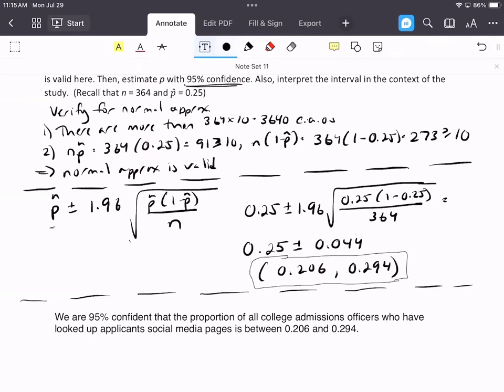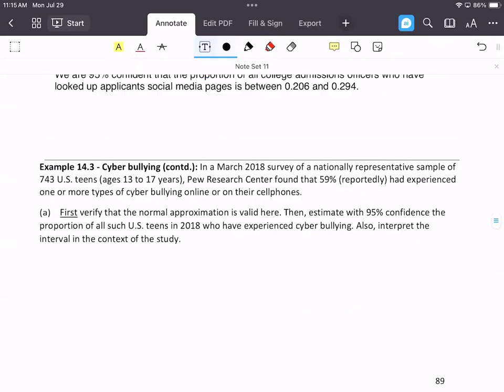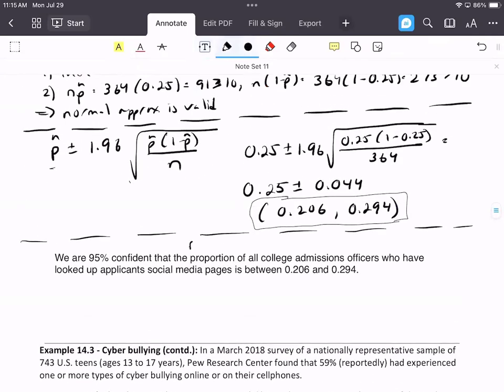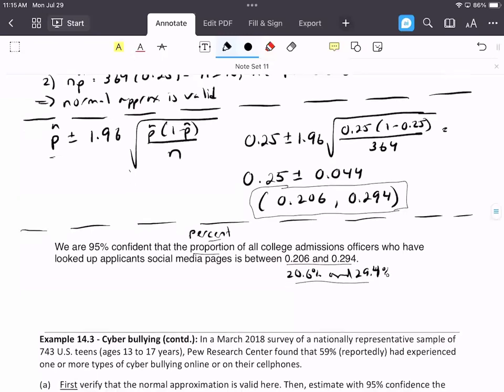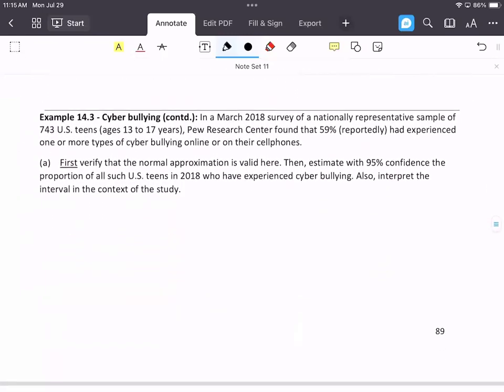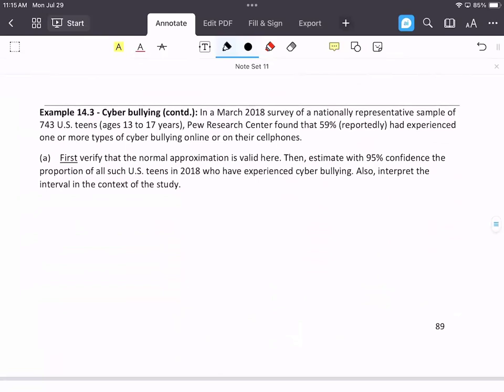You could also change that, instead of proportion, to percent. If I did percent, what I'd want to do is change this word to percent, the proportion here, and do 20.6% and 29.4%. So just be consistent. If you use percent here, make sure you list your confidence interval as percent. If you do proportion, use proportions. Now, please take a moment and complete this example and then come back and check your answer.